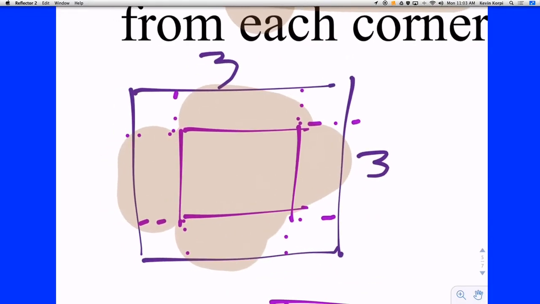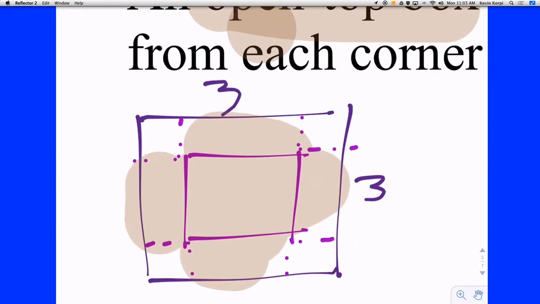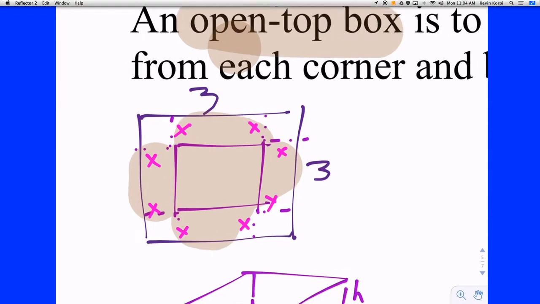Well, no, we're cutting squares from each corner. Yeah, that's what's important. So do you know how much we're going to cut from each corner? No. So if you want to back it up and say that you're cutting actually X from each corner, that was kind of in the instructions there. Kind of subtle, but yeah, we are cutting squares from each corner.